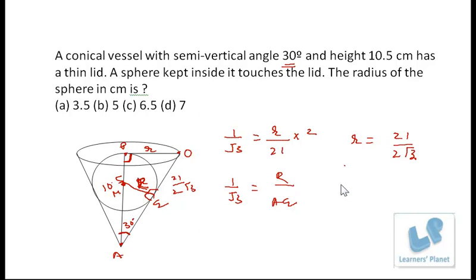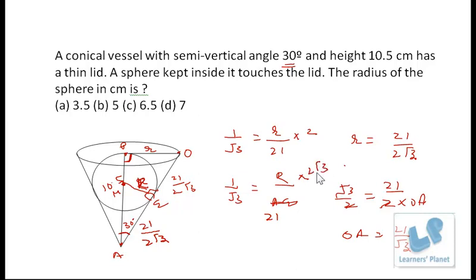So cos 30 degree, that is root 3 by 2, is equal to 10.5, that is 21 by 2, by OA. Okay, so OA is 21 by root 3. Now you can see this entire length is 21 by root 3, that is OA, and this length is 21 by 2 root 3. That means the remaining length will also be 21 by 2 root 3. Okay, so AQ is 21 by 2 root 3. So I put AQ over here, 21 by 2 root 3, right?